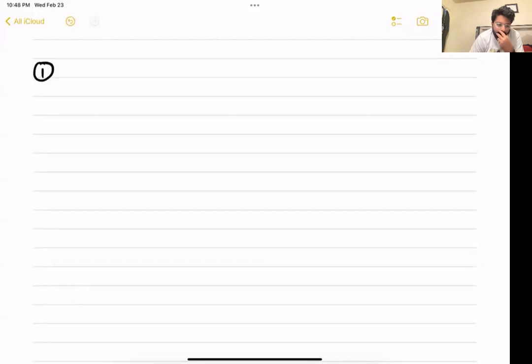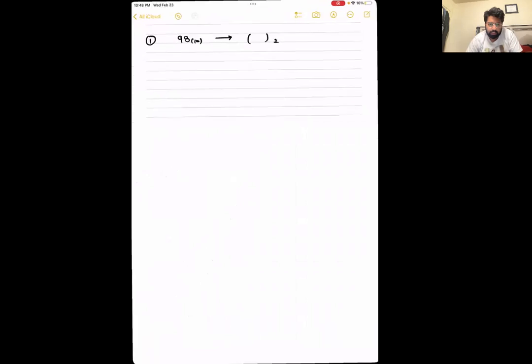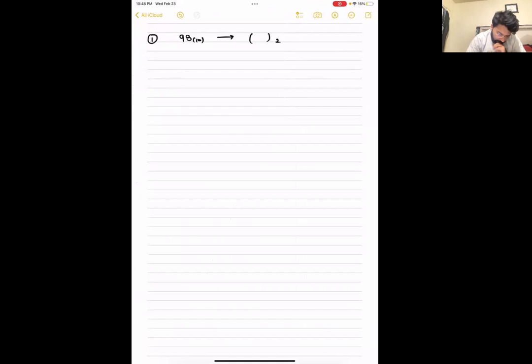So the first problem is we have to convert the following numbers to binary using a subtraction method. So we have 98 in decimal. We have to convert that to binary. All right, so we know we have 98. I'm going to change this so we can have more surface.